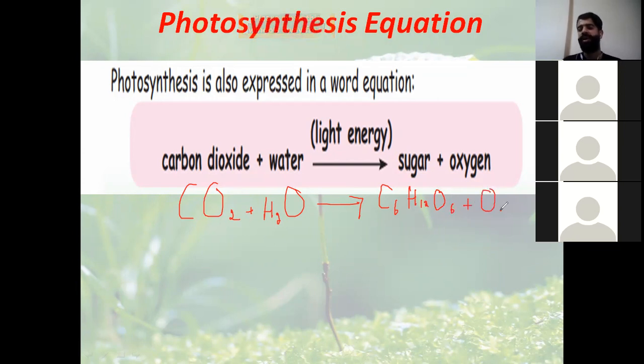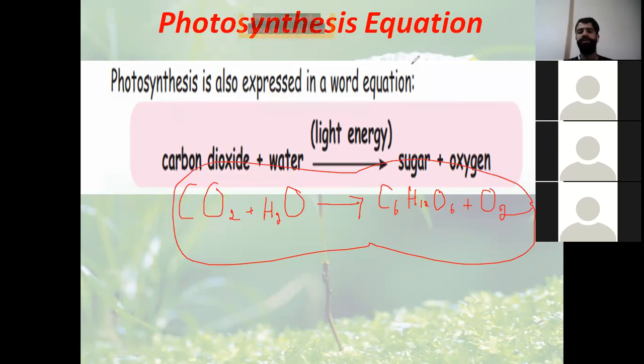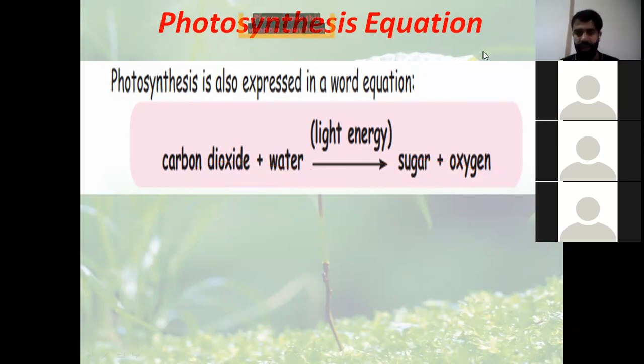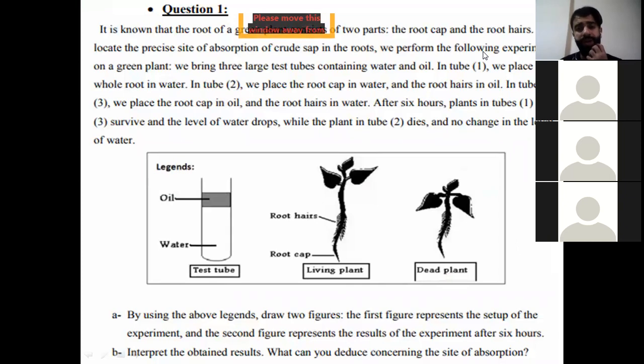This is the chemical equation. This is the unbalanced one. You have to balance it if I ask you for it. It's easy to balance it. Grade 10 students. And then we move to question 1 in the worksheet.